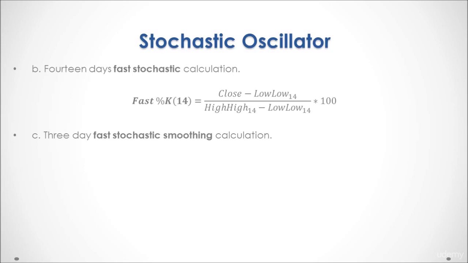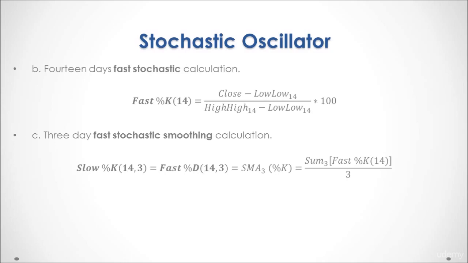C. 3-day fast stochastic smoothing calculation. The fast stochastic smoothing calculation, which can be considered as slow %K or a fast %D, is equal to a 3-day simple moving average of our fast stochastic, which is equal to the sum of those 3 days of fast stochastic of 14 days divided by 3.